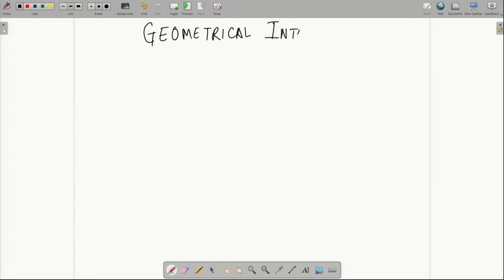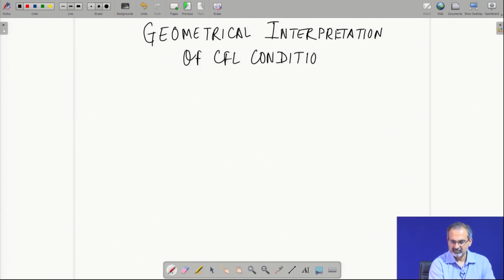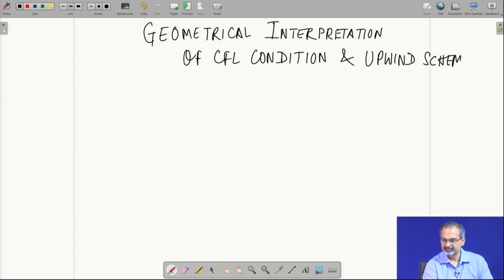and we will also use this approach to explain the significance of the CFL condition further. So, it is a geometrical approach of course. So, a geometrical interpretation of the CFL condition and the utility of an upwind scheme.